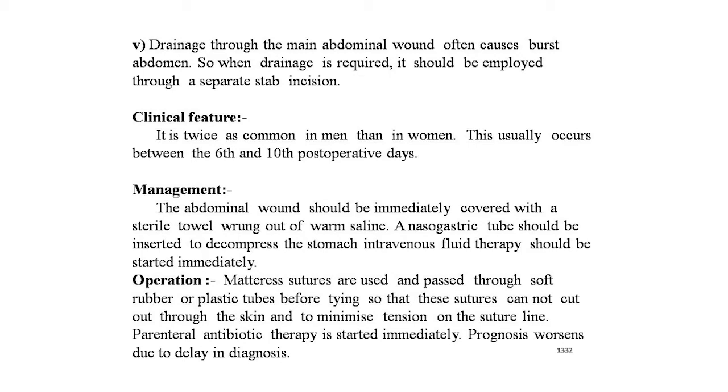Any protruding contents of the abdomen are gently washed with normal saline and pushed into the abdomen with a warm wet mop. Then metal sutures are used and passed through soft rubber and plastic tubes before tying, so that these sutures cannot cut out through the skin and to minimize tension on the suture line. Parenteral antibiotic therapy is started immediately. Prognosis worsens due to delay in diagnosis.